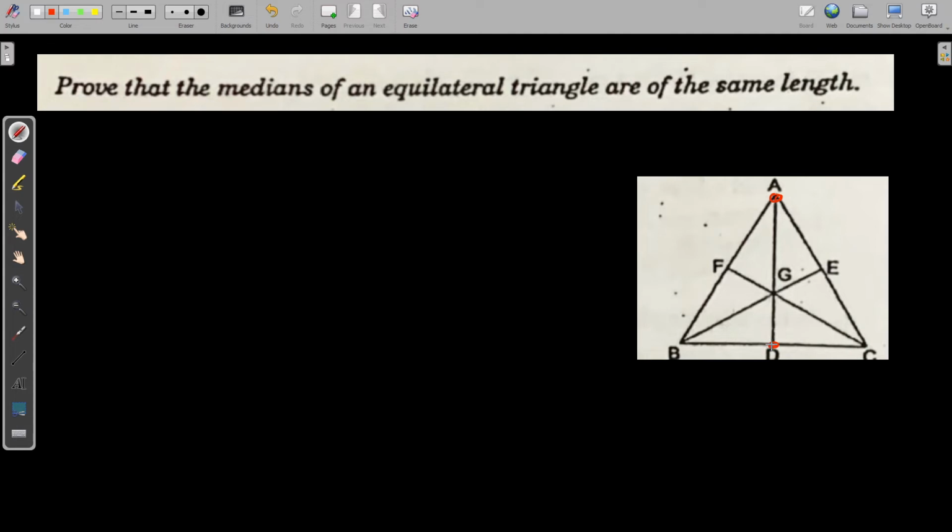So AD, why is it a median? Because D is the midpoint of the line BC. Similarly, see the median drawn on the line AC, it is BE. That means E is the midpoint of this line AC. Similarly, the median drawn from C on the line AB, F is the midpoint. Since they are medians, what can I write? I can write AF is equal to BF. Similarly, I can write BD is equal to DC. And last, I can write AE is equal to EC, because these are medians.